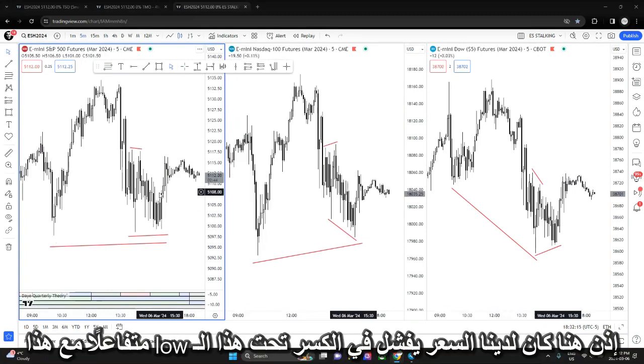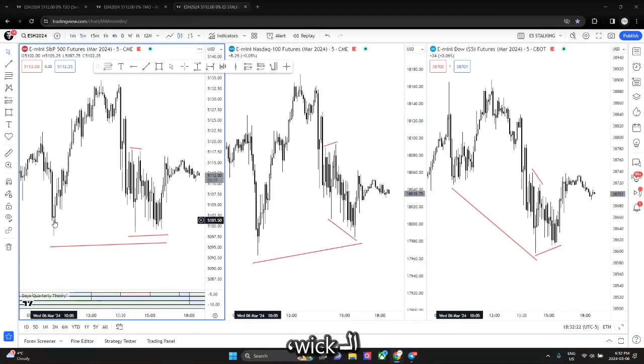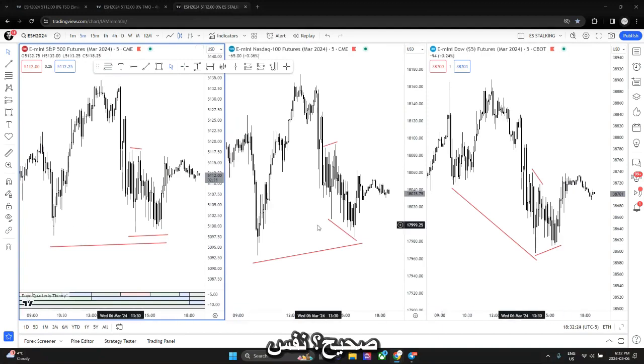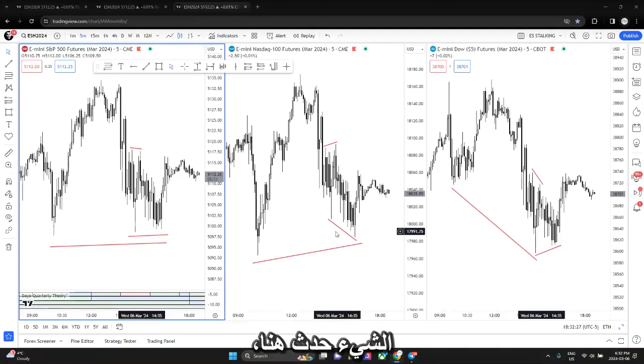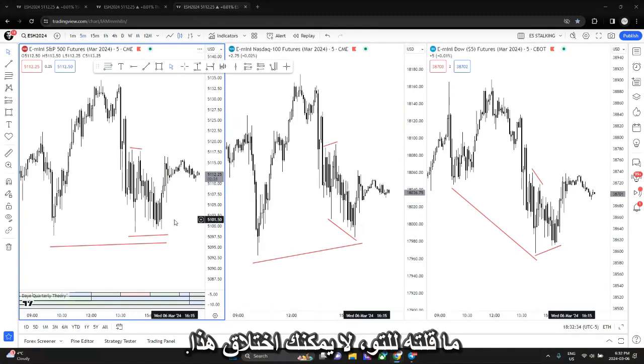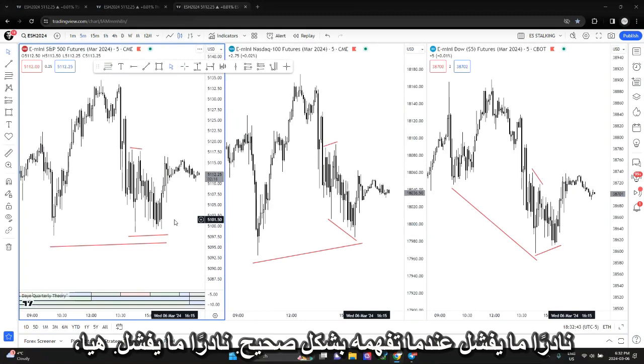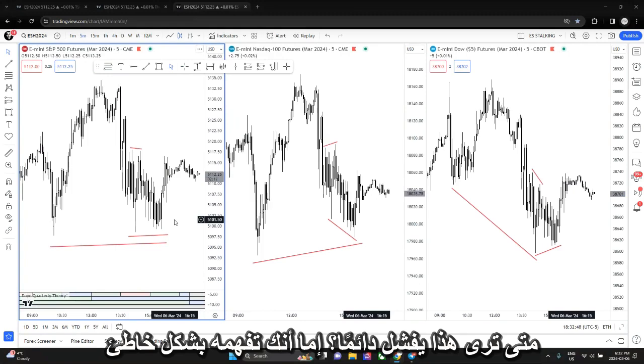So here we had price failing to break below this low, reacting to this wick, right? The same thing happened here. But here we had price trading below it. Remember what I just said. You can't make this up, man. It's too perfect, right? It rarely fails. When you get it right, it rarely fails.